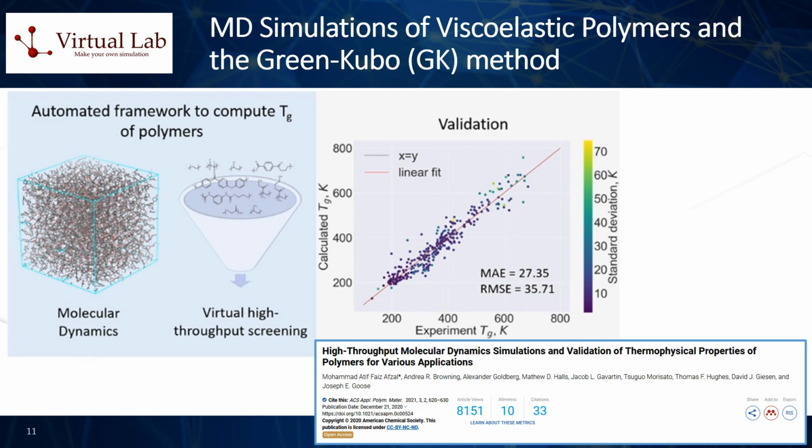In summary, there are basically three main steps involved in the GK calculation of the viscosity of a system. Firstly, there is the evaluation of the time correlation function.